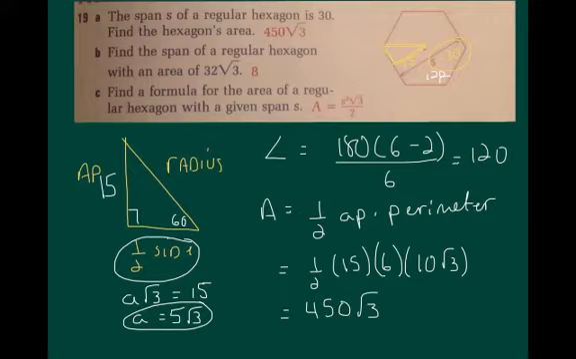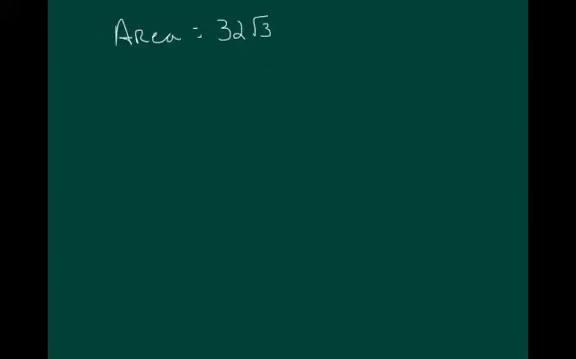Okay, let's take a look at part B of this problem. Here they ask us to find the span of a regular hexagon if the area is 32 root 3. Well, I'm going to set 32 root 3 equal to the area formula we have, 1/2 apothem times perimeter.